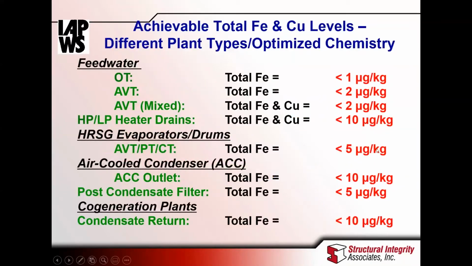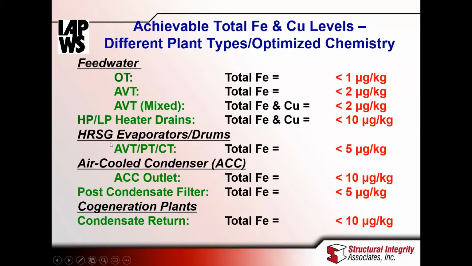And this is just an example. I don't want to spend too much time on it, but I already mentioned that guidance organizations around the world typically have achievable total iron and copper limits. This just happens to be from the IAPWS one. So here you would look for the feed water. If it's operating on AVT, you'd want the total iron to be less than 2 ppb.